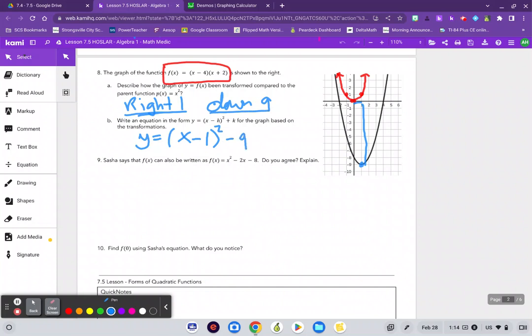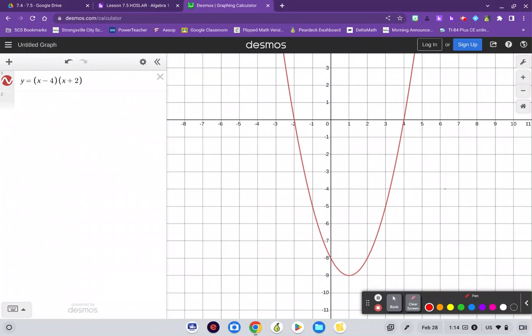Now, here's what I want to do. I want to take this equation that we just wrote, and I want to type that one into Desmos with the one we already have. And these two things should be the same, because all I'm doing is describing this new graph that we have by using a different form of an equation. So let's go to Desmos and let's add another one in.